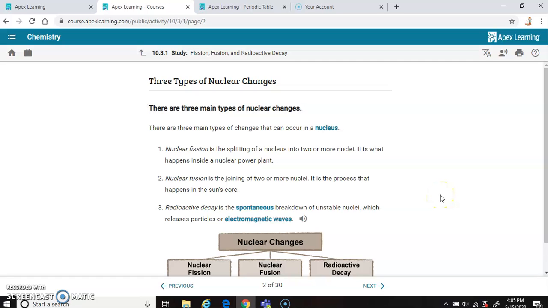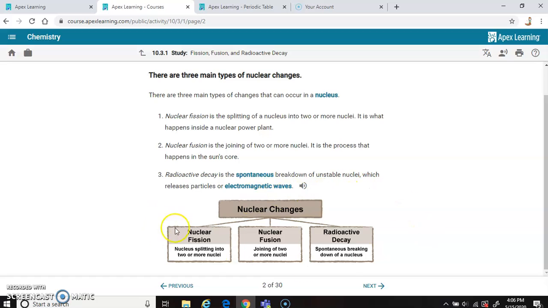So there are 3 main types of nuclear changes. First we're going to talk about nuclear fission, where we're splitting a nucleus into 2 or more parts. This is what happens in a nuclear power plant. Then we have nuclear fusion, where we join 2 or more nuclei together, and it's happening in the sun's core all the time. And the last one is radioactive decay, the spontaneous breakdown, so something that happens on its own, of unstable nuclei, which releases particles or electromagnetic waves. So those are the 3 different nuclear changes that happen in chemistry.